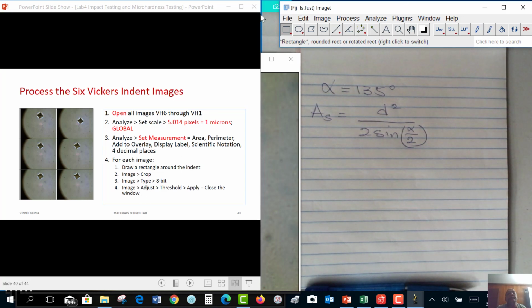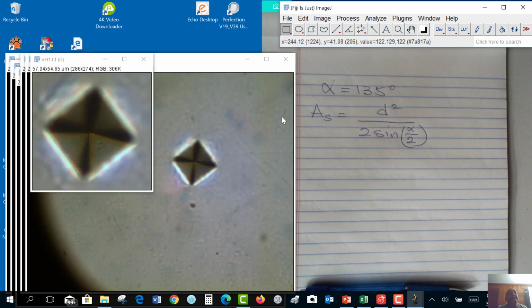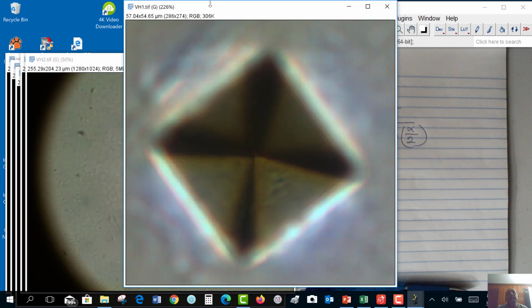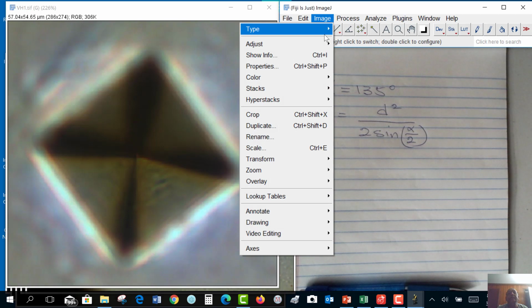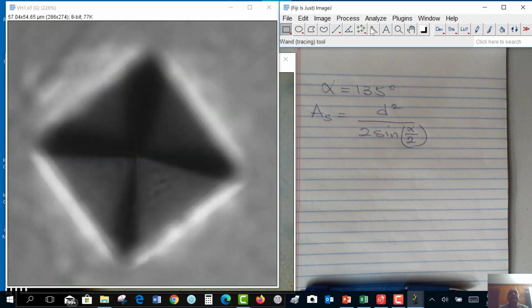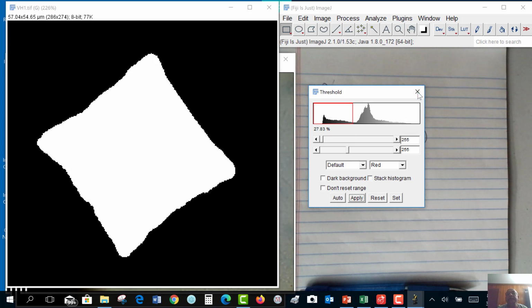All right, here we go. So I have a rectangle. I'm going to draw a rectangle. So notice I'm not touching any of the indent borders. Image, crop. Then I'm going to turn the image into 8-bit. And then I'm going to adjust the threshold. And usually it does a very nice automatic job, but if you want to adjust, you can adjust this bar. So I say apply, and I close.